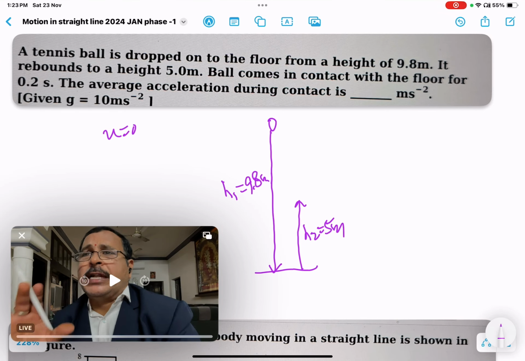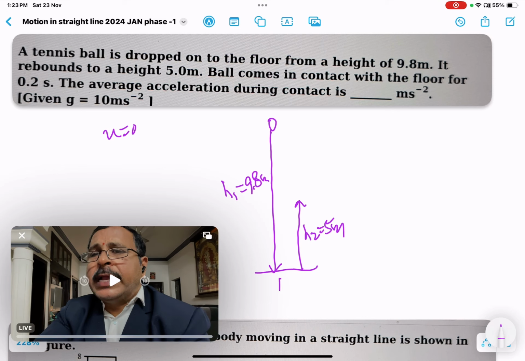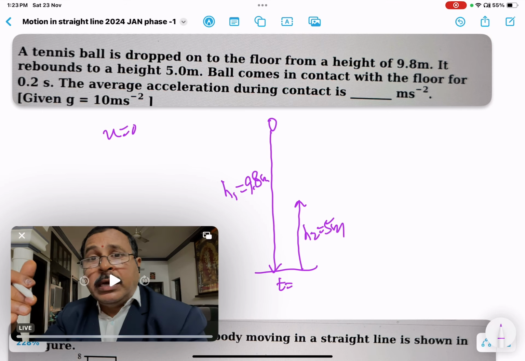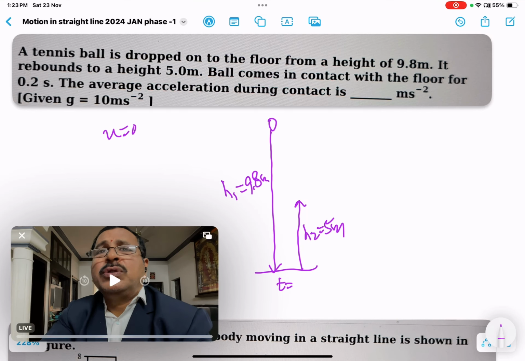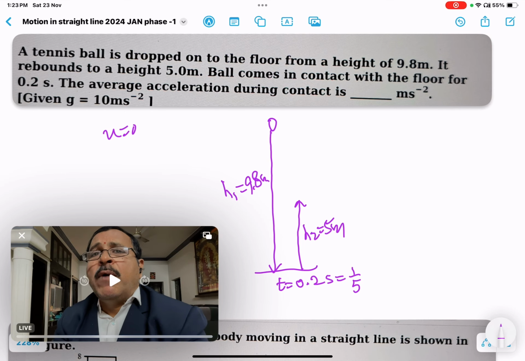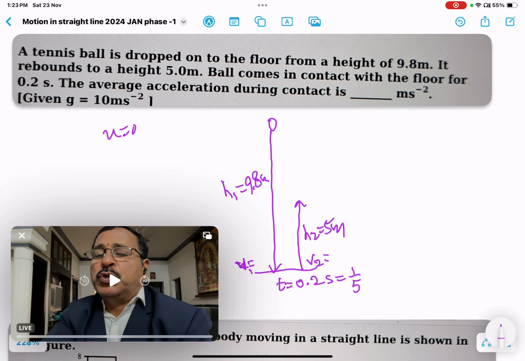The ball comes in contact with the floor for 0.2 seconds. It does not rise immediately; it will be in contact with the floor for some time. So that is the impulsive time, 0.2 seconds, that is 1 by 5 we can write. The question is, what is the average acceleration during contact? During contact, we should know the initial velocity v1 and the final velocity v2, so we should calculate these two velocities.